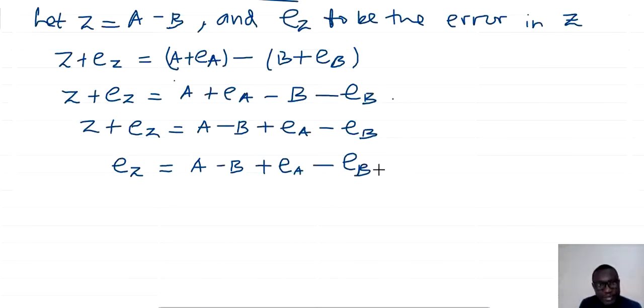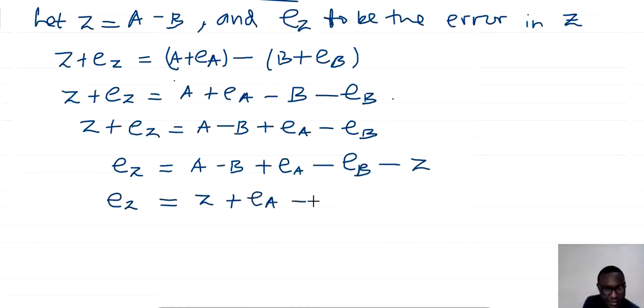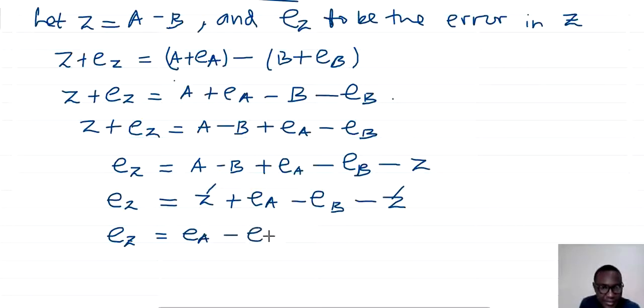Then you have brought Z from this side to this side, so it will become minus Z. But remember, we said that let Z be equal to A minus B, and yet A minus B is here, so that means this is actually Z. So we have error in Z being equal to Z plus error in A minus error in B minus Z. So this Z and that Z will vanish and we shall remain with error in Z being equal to error in A minus error in B.